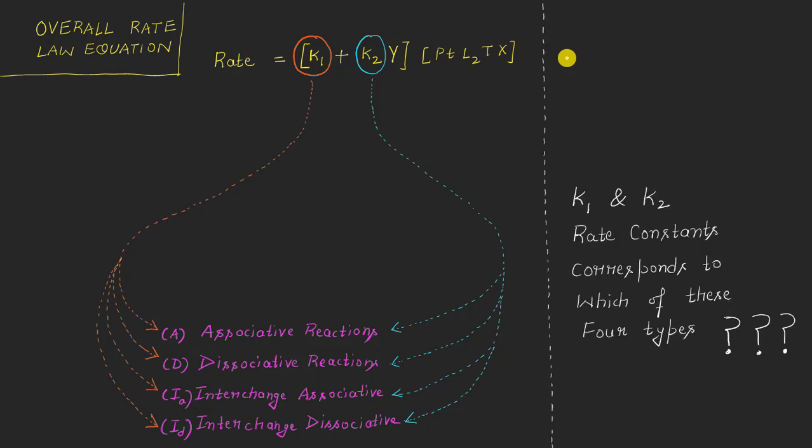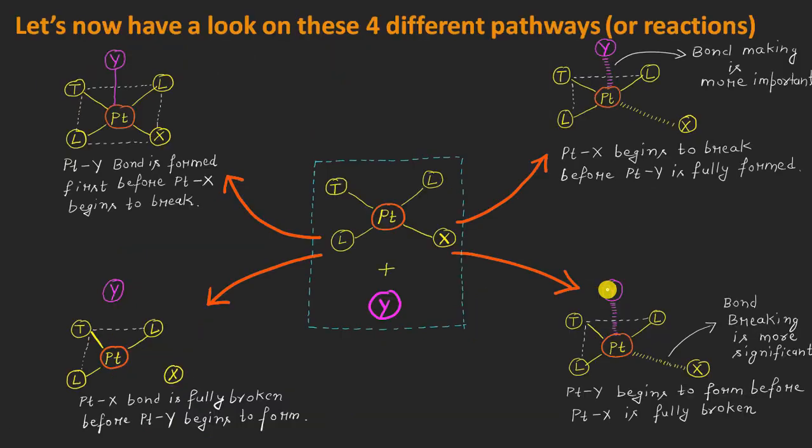So before that, you can see whatever I have just told you, that the K1 and K2 rate constants correspond to which of these 4 different pathways. It is very important to understand this first, okay? And now let us have a look at these different pathways.